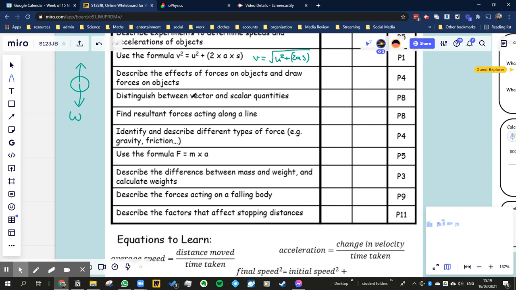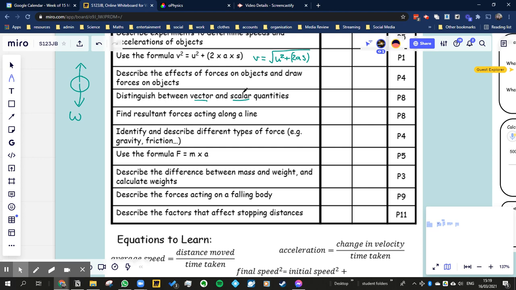Distinguish between vector and scalar quantities. Does this ring a bell at all? In a nutshell, vectors are something that has size and direction. Scalars are something that has only size, or another word for size is magnitude. Earlier on, when I said displacement is basically the same as distance, and I said velocity is basically the same as speed, velocity and displacement are vectors. Speed and distance are scalars.